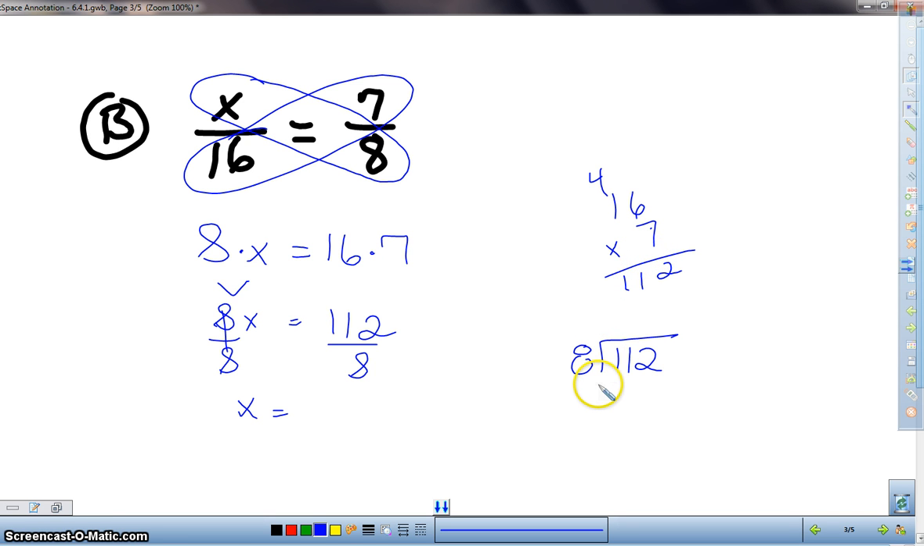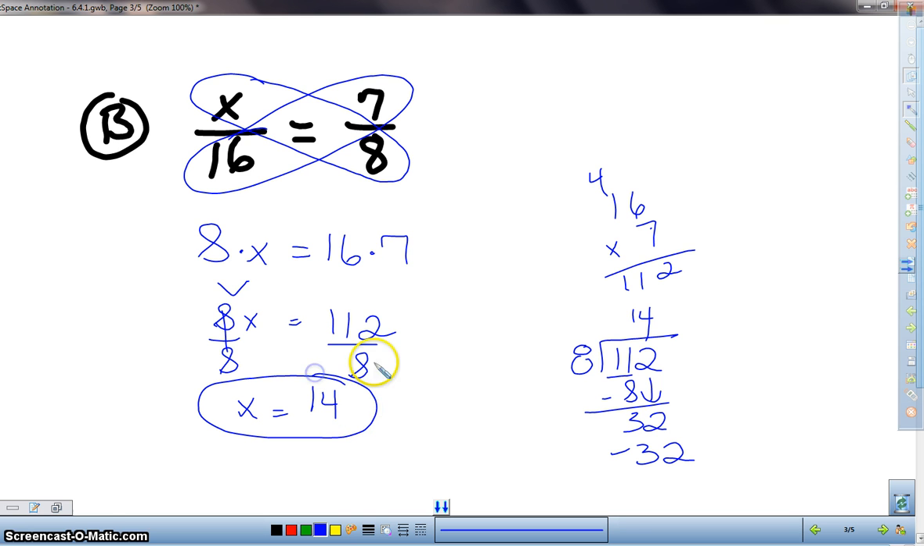Okay, so I have 8 goes into 11 once. Drop my 2 down. 8 goes into 32 4 times. And it works out evenly, so x equals 14. Okay, so once again, when I'm solving these proportions, I'm figuring out that I can plug 14 back into x to make my proportion true, to make it equal.